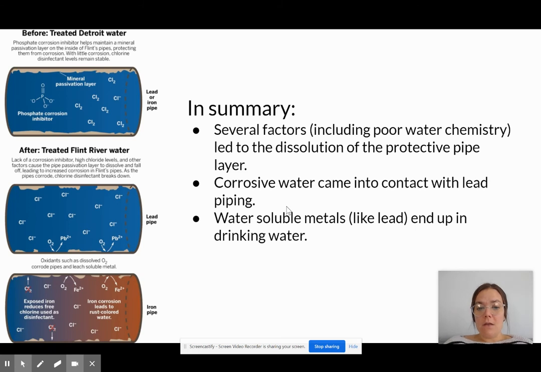So, in summary, there were several factors, but mainly the poor water chemistry that led to the dissolution of the protective pipe layer, which then allowed for the corrosive water to start eating into the lead piping. And so, lead ended up in people's water.